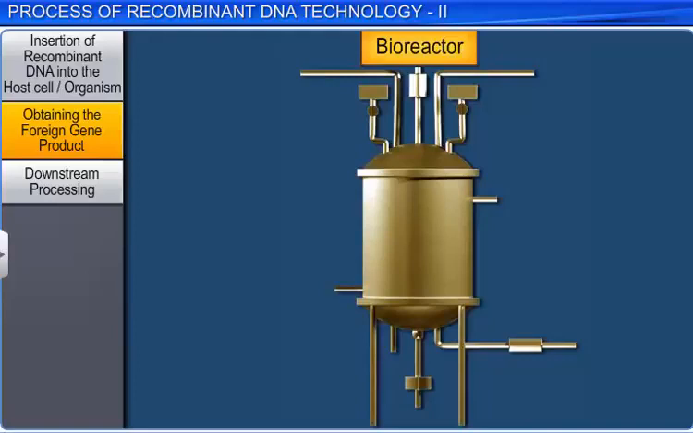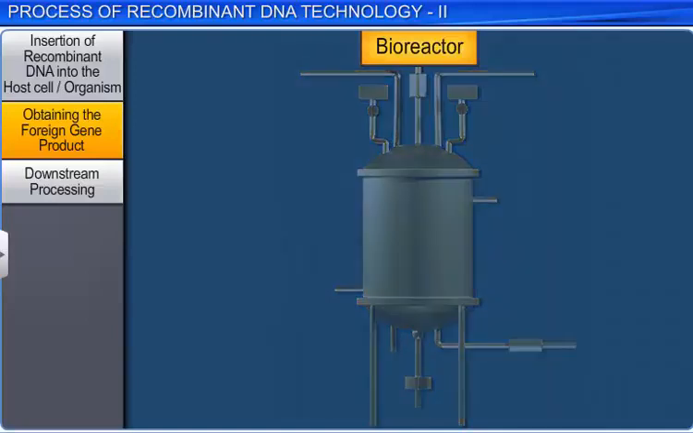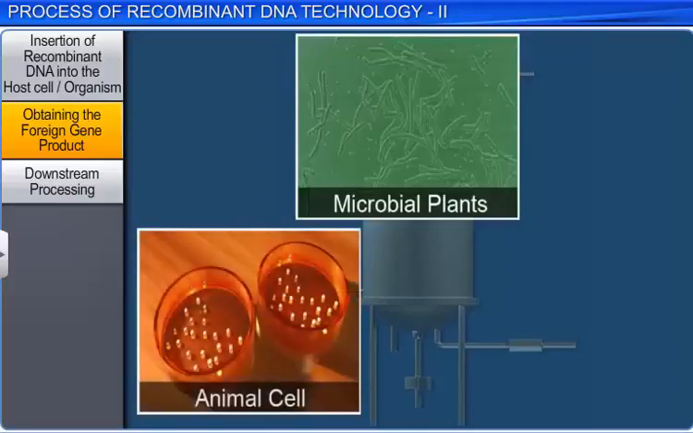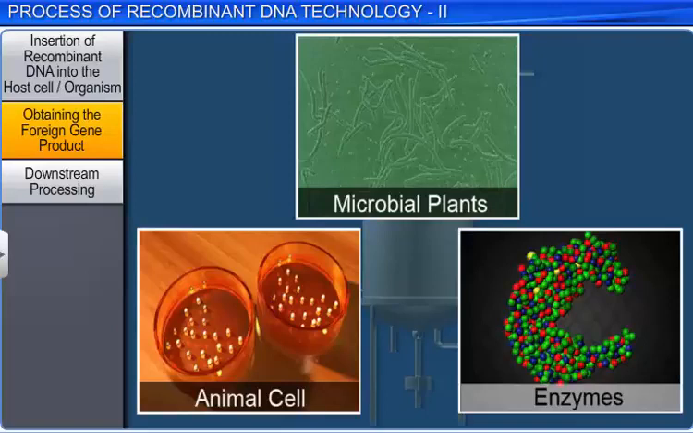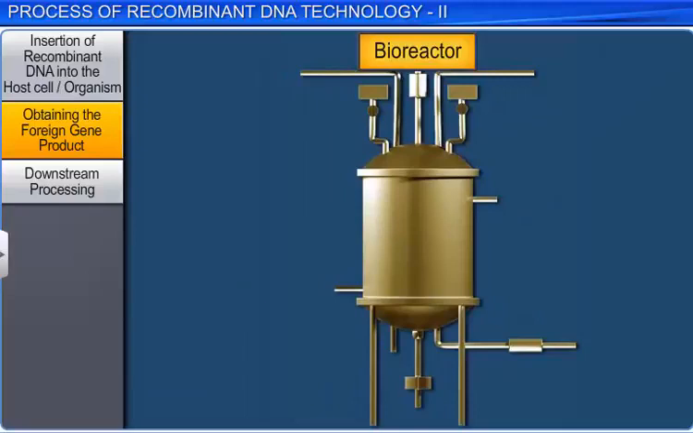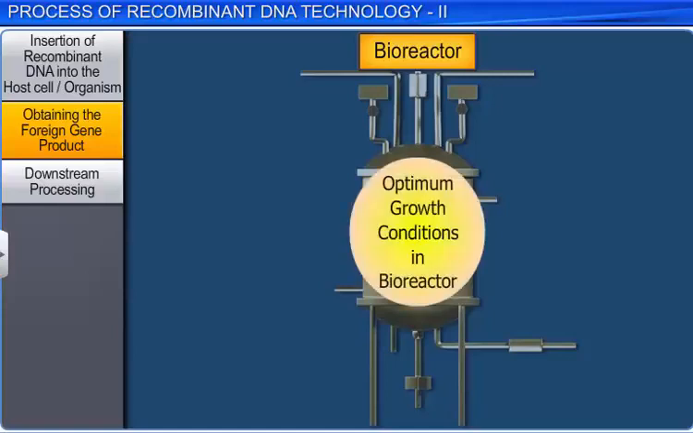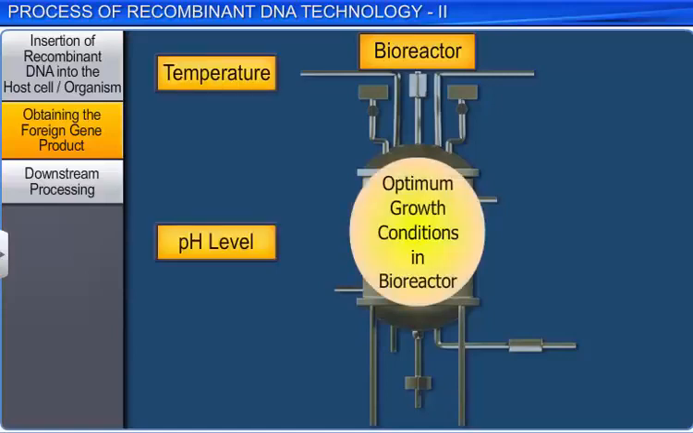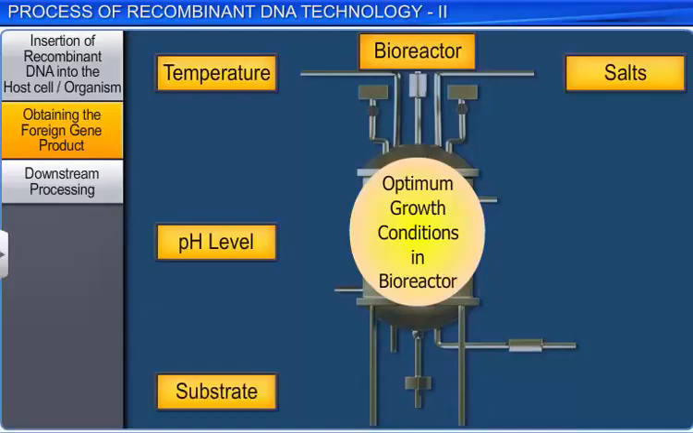It is a vessel used to carry out a chemical process. A bioreactor uses raw material such as microbial, plant, animal or human cells, and converts it into products such as enzymes. About 100 to 1,000 liters of culture can be processed in such units. It facilitates the growth of a large volume of biomass by providing optimum growth conditions in terms of temperature, pH level, substrate, salts, vitamins, and oxygen.